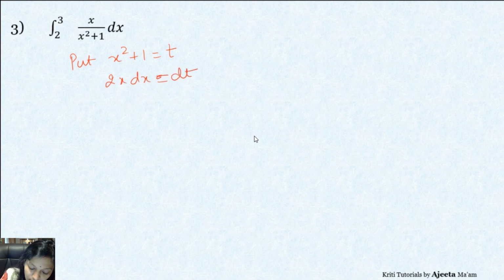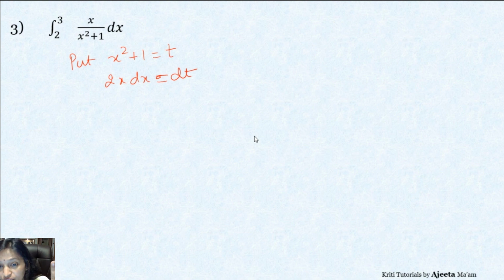So let's do it. Now here the important thing is, very important thing. When you are doing the substitution, you are changing your function from x to t. That is what the concept says. Now the limits 2 to 3 were for x. Now you are changing your function to t. So you have to change the limits also. So your limits will be according to t.